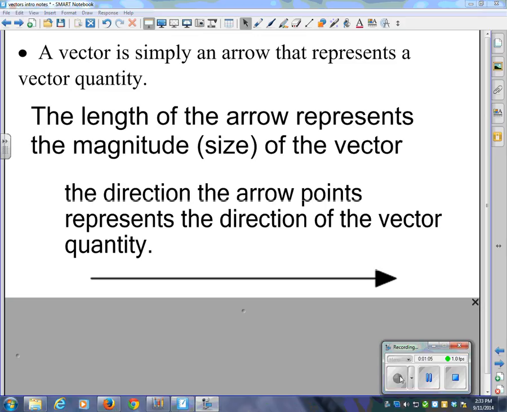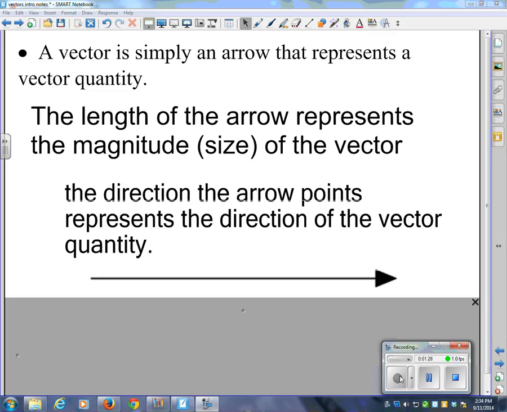So what is a vector? A vector is simply an arrow that represents a vector quantity. It's a little bit of a misnomer kind of thing. When we say vector, we mean the arrow that is the scientific model of a vector quantity, just like the models that we calculated yesterday. The length of the arrow represents the magnitude or size of the vector.